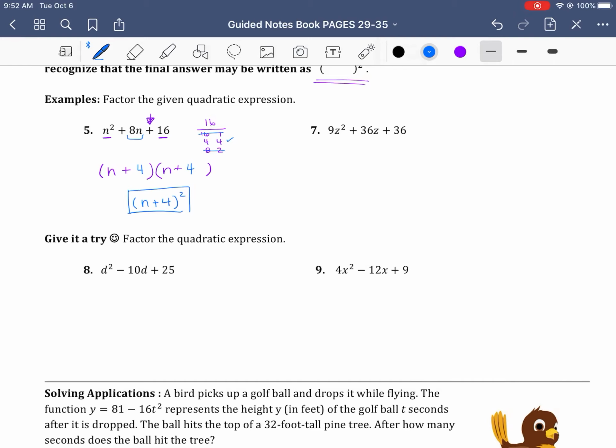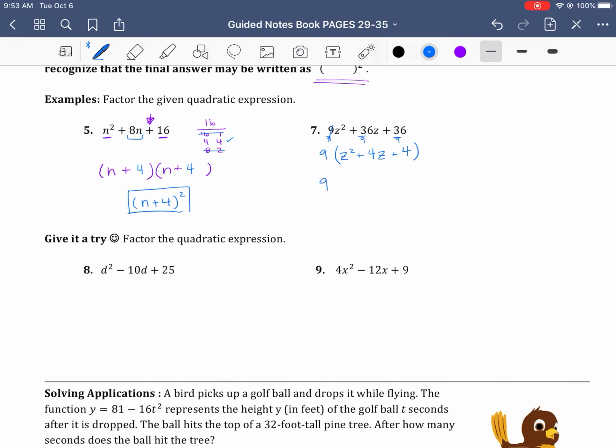Okay. Now number 7, again, we ask, is there a greatest common factor? Notice that all of these values can be divided by 9. So before I start trying to do bottoms up and multiplying that 9 to the back to get a huge number, we need to take out the factor of 9. If I divide that by 9, I just get z squared plus 36 divided by 9 is 4, and there's a z there. And again, 36 divided by 9 is 4.